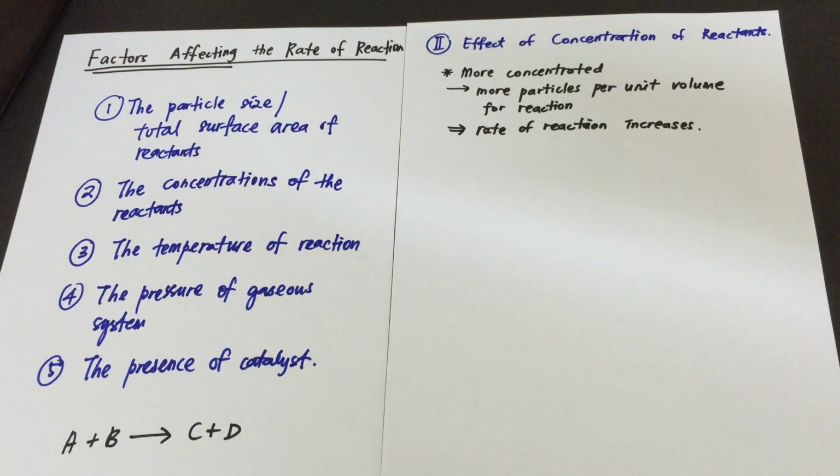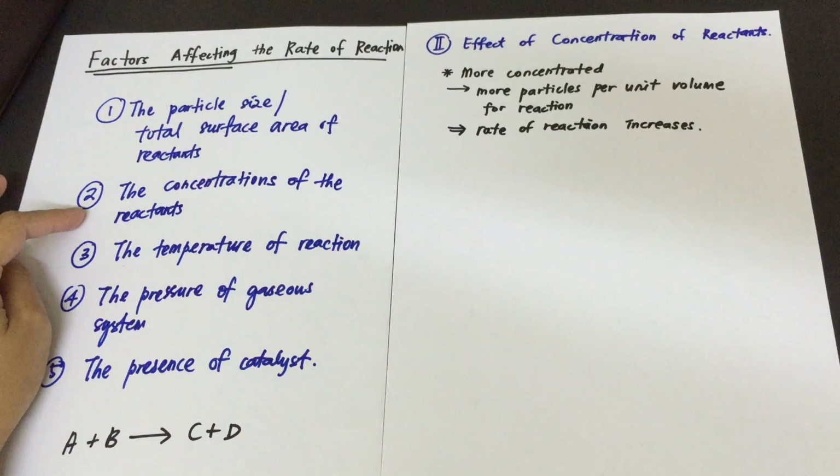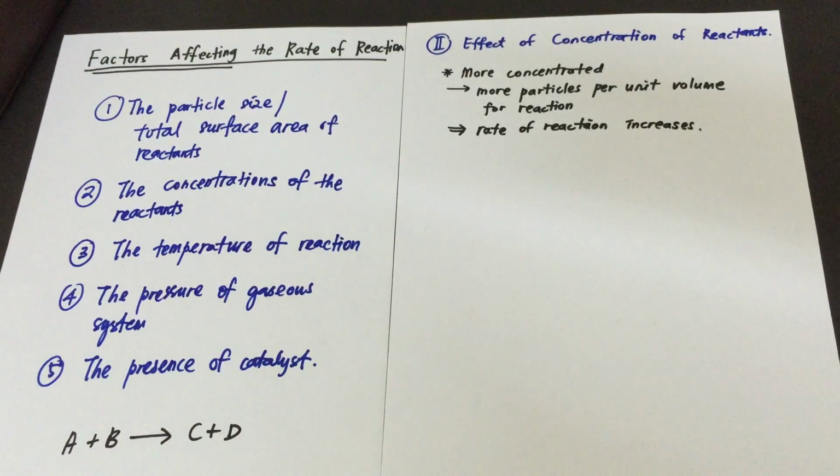Hi all. After we've discussed the factors affecting the rate of reaction, a couple of days on the particle size and also the total surface area of the reactants, today I would like to share with you the second factor affecting the rate of reaction, which is the concentration of the reactants.